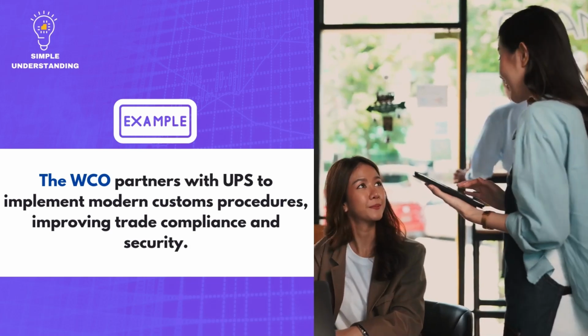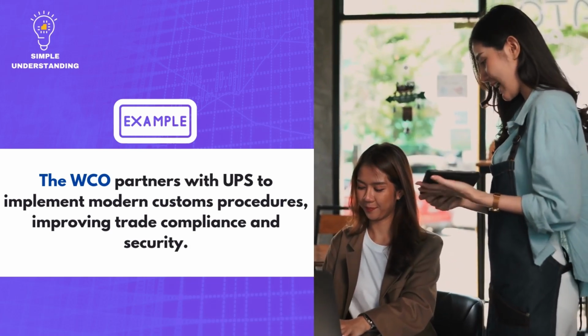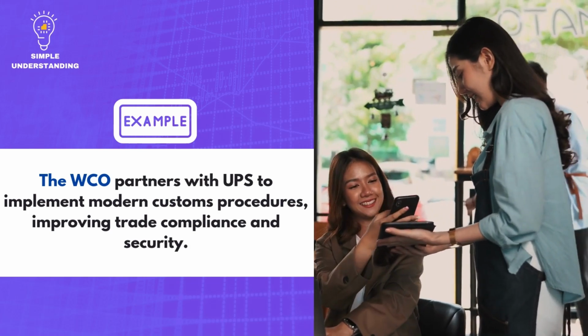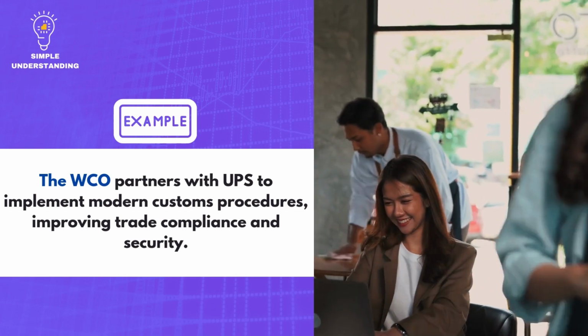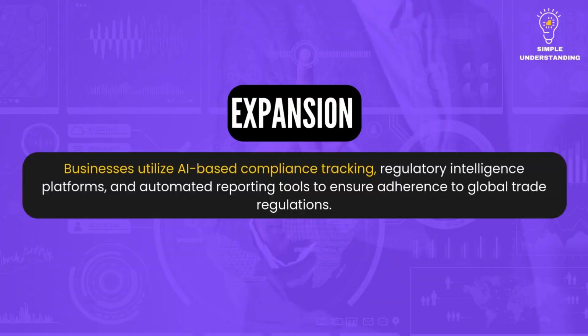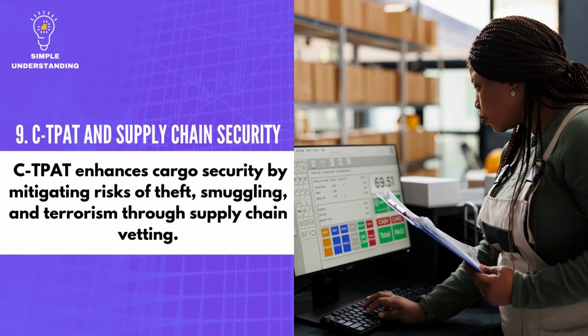Real company example: the WCO partners with UPS to implement modern customs procedures, improving trade compliance and security. Expansion: businesses utilize AI-based compliance tracking, regulatory intelligence platforms, and automated reporting tools to ensure adherence to global trade regulations. 9. CPAT and supply chain security.